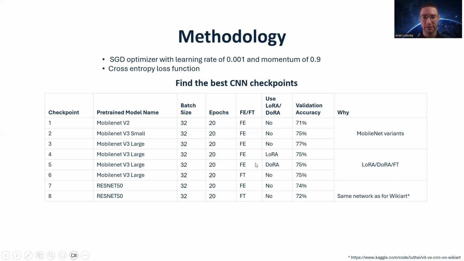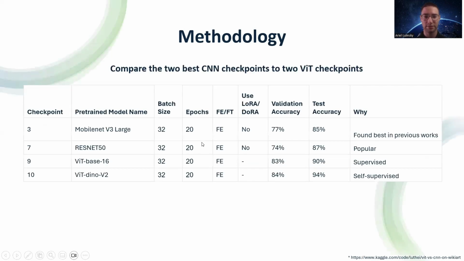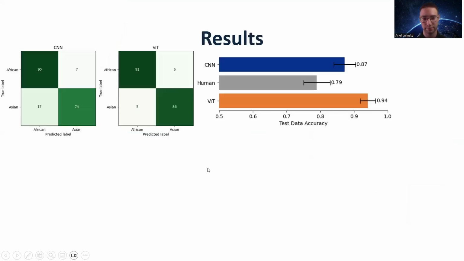We tried several options, including LoRA and DoRA, for two CNN models, MobileNet and ResNet, and found the best one using a validation set. Then we applied it to two vision transformer models. One is supervised and the other is self-supervised. And looking at the test accuracy, we can see that ViT models outperformed CNN ones. We continued our analysis with the best CNN model, which was ResNet, and the best ViT model, which was DINOv2.